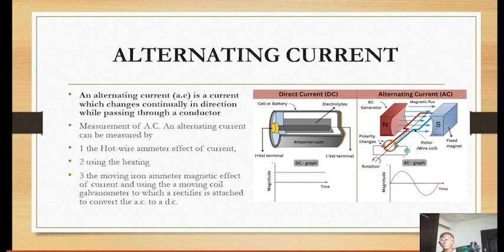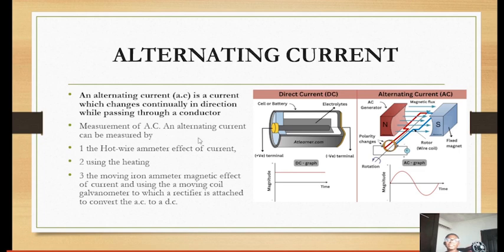Alternating current, don't forget what I said: alternating current moves forward and backward. It's not like the direct current that just goes. You can see the graph of the direct current just goes directly, starting from the positive, and it doesn't go back. But alternating current, as it says, moves forward and moves backward, and that's why it doesn't have a polarity, because you cannot say this place is positive or this place is negative. If it starts from positive, when it comes back it will become negative. So we cannot really say the polarity. An alternating current is a current which changes continually in direction while passing through a conductor. It changes continuously, not like a direct current.